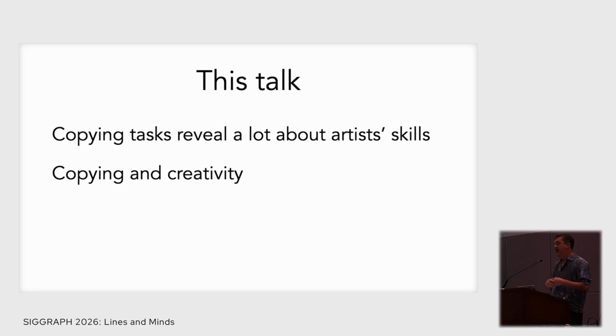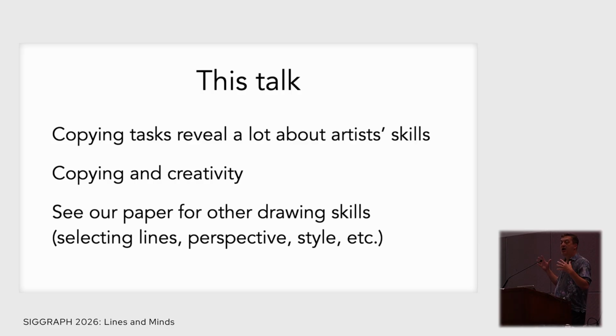In the second part of the talk, I'm also going to switch gears a little bit to talk about creativity and talk about how the copying process relates to being creative. Now, of course, there are many other skills and issues involved in drawing: where you draw lines, which lines you draw, perspective and style and expression and motion. These things I'm not going to talk about here, but I'll refer you to our paper at the end if you want to see. We survey a lot of these topics in the paper itself.